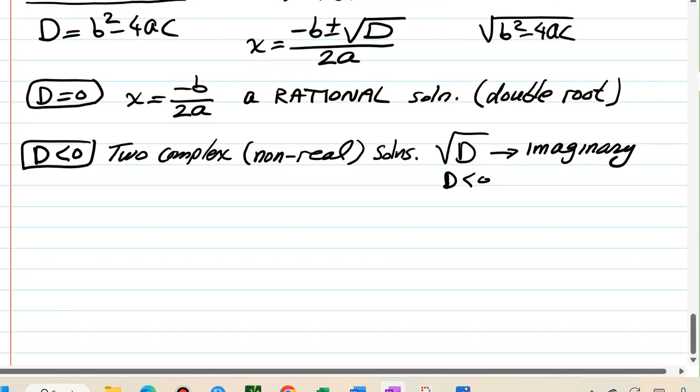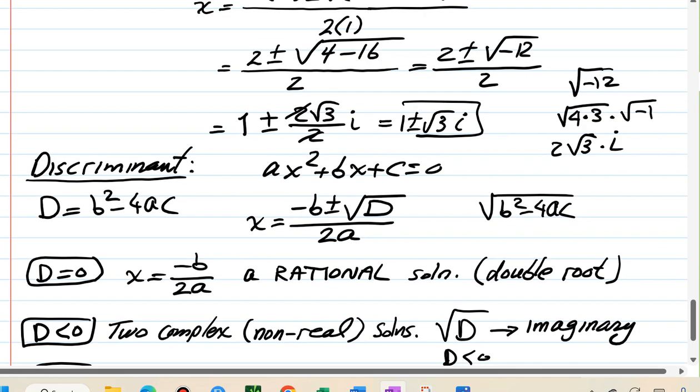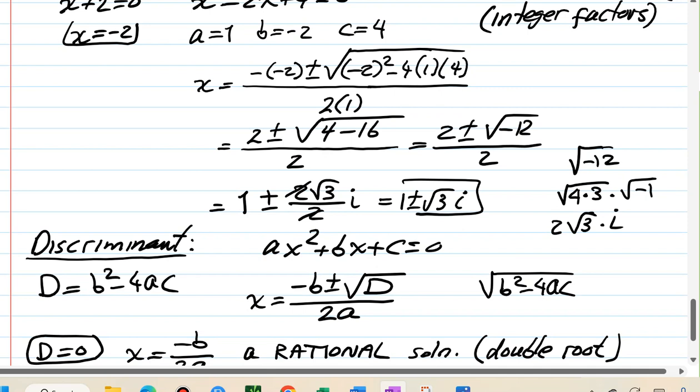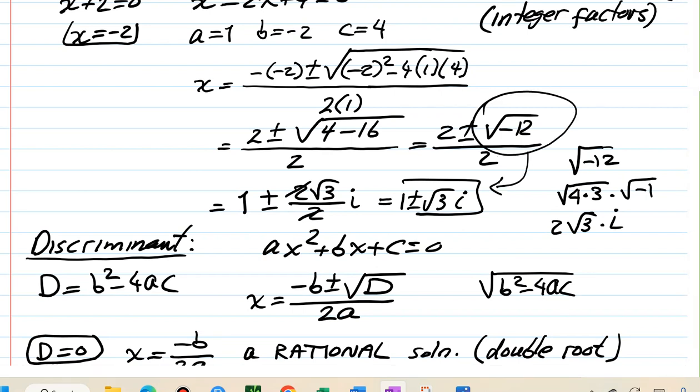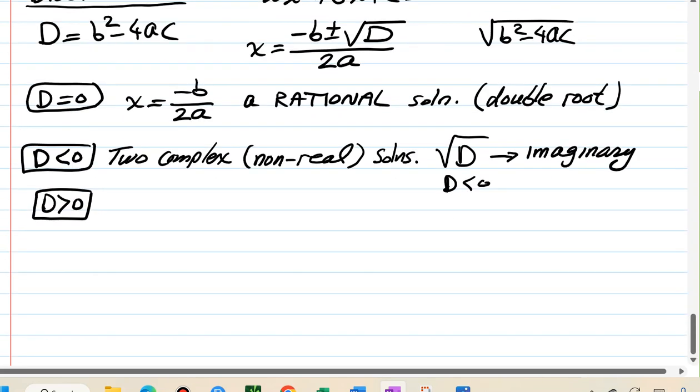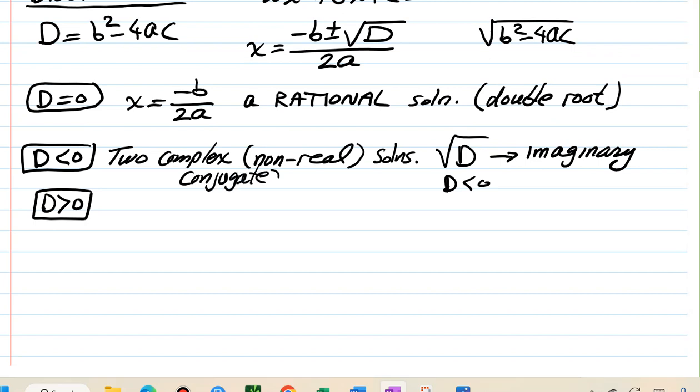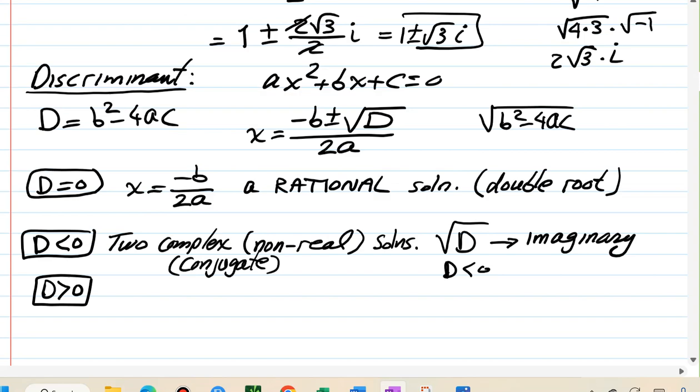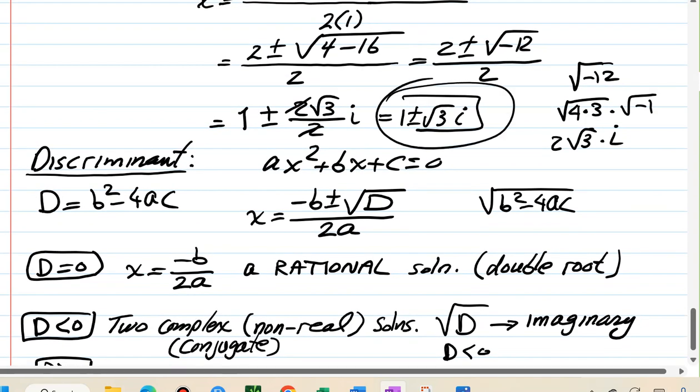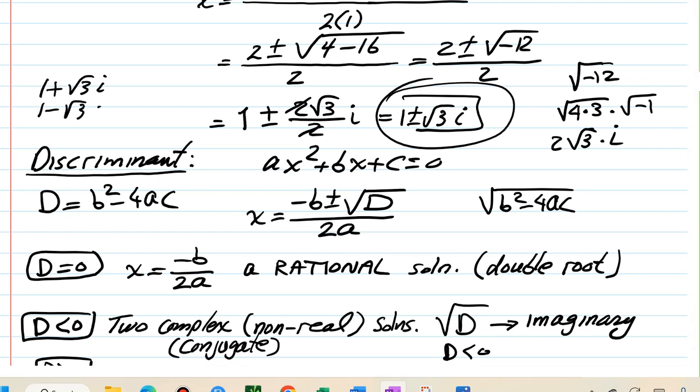Okay, and finally, if the discriminant is positive, and by the way, we have the example of discriminant negative. Remember, discriminant was negative. Look at the solution. We have two distinct complex solutions. And by the way, these two complex solutions will be conjugates. You will see them again up here. The solutions 1 plus root 3i and 1 minus root 3i are complex conjugates of each other.